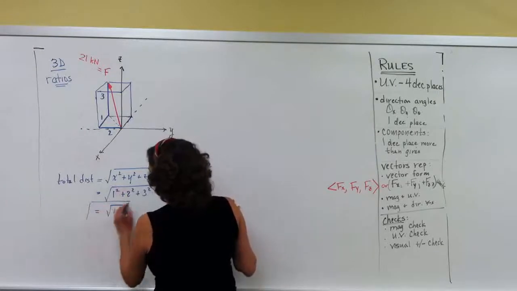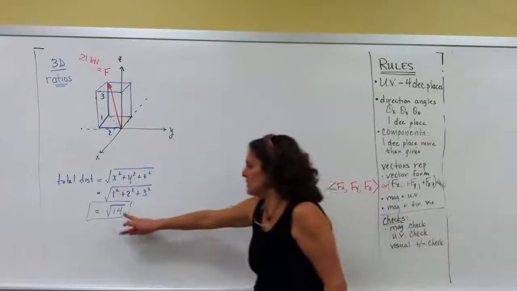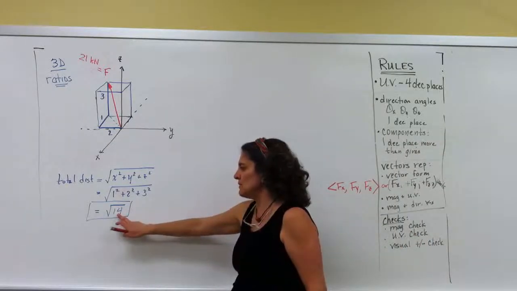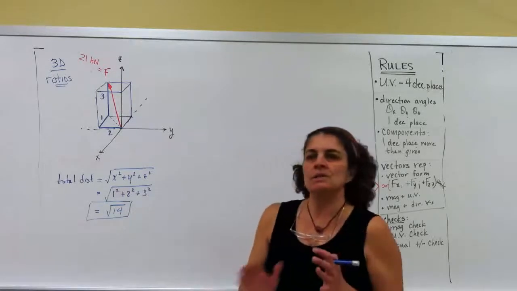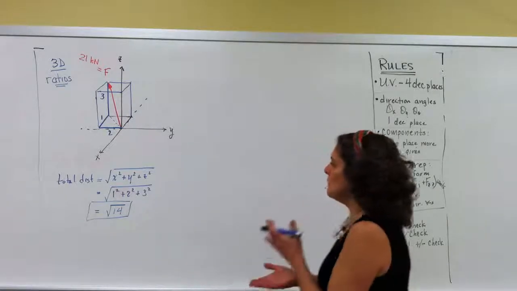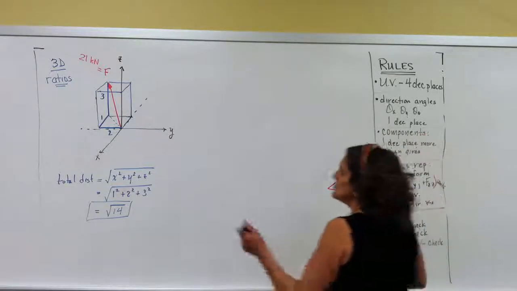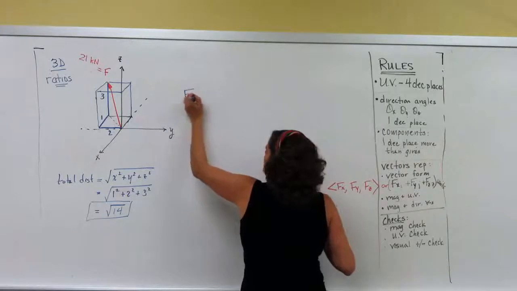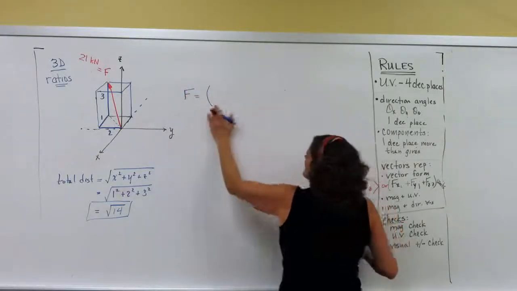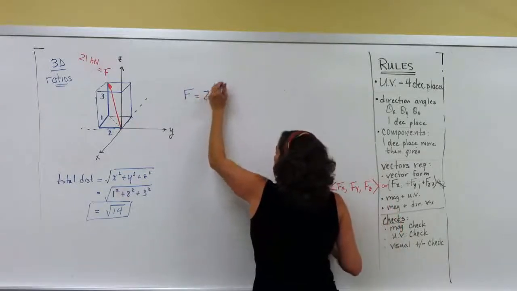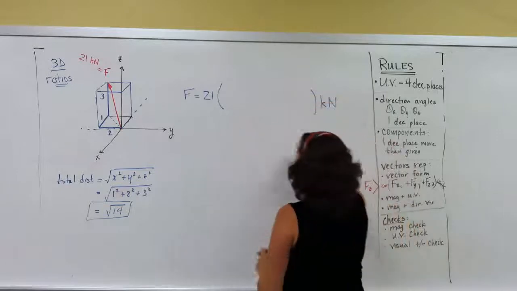And we want to keep it in this form. We want to keep it as a radical, because if we change it to a regular number, we're going to have some rounding errors. So just as in the 2D problem, when we were very methodical, step by step, we're going to be very methodical here. So our force, remember, is equal to 21 kilonewtons, and the units go on the right side, the magnitude goes on the left.